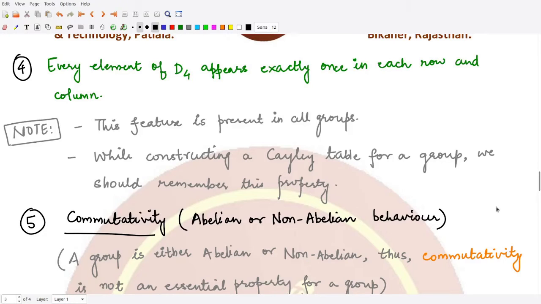Let us continue in this video with the properties of the group D4. So let's see another striking feature of D4, the dihedral group of order 8. Here every element of D4 appears exactly once in each row and column. Now this is one of the observations that we can make.